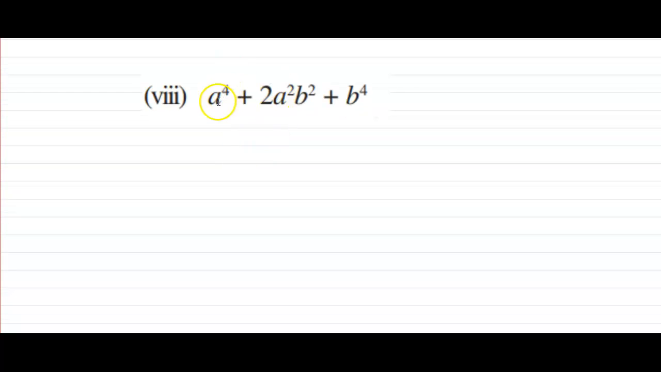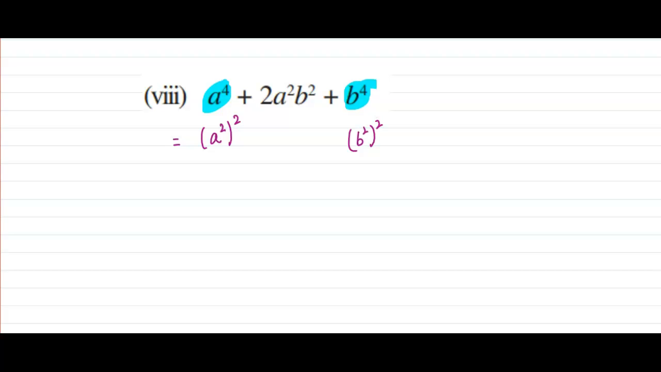It is a raised to power 4, 2a square b square, and b raised to power 4. Now the first term and the last term, they are perfect squares. So how will we write it in that notation where they are visible to us? We will write it as (a square) raised to power 2. And b raised to power 4 will also be written like this.